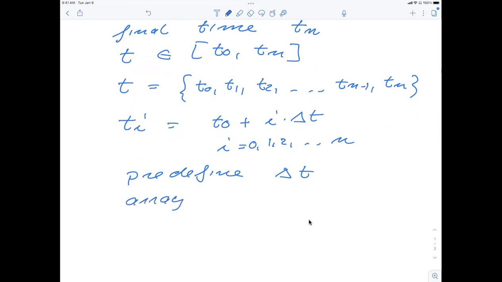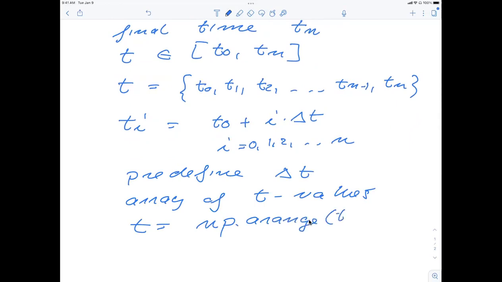And that means that we would find an array of t values, which is something we could set up with NumPy. Since we're going to use Python, we'll call NumPy with that. And there's a function which is called arange. And we would typically then set t0, tn, as a function of delta t. So that's going to find out how many values you're going to have when you have predefined delta t. So that's one possible way.